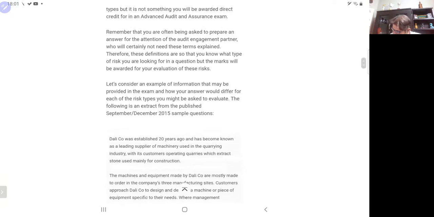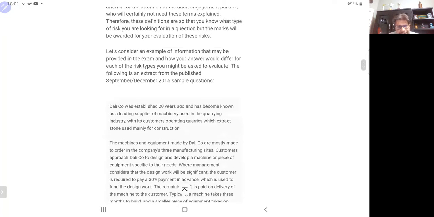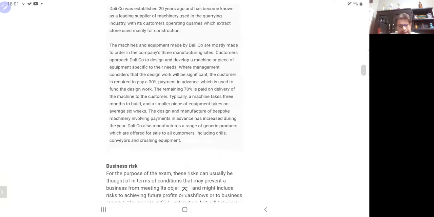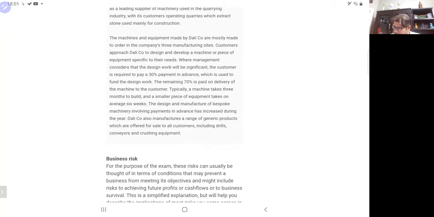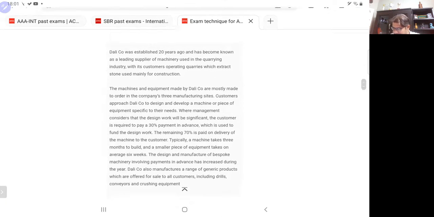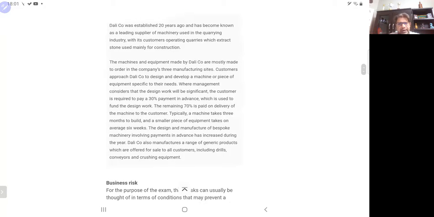Now let's look at the example over here. This was a question of, I think, December 2015, which the examiner gives you as an example. Delhi company was established 20 years ago and has become known as a leading supplier of machinery used in the quarrying industry, with customers operating quarries which extract stone used mainly for construction, right?